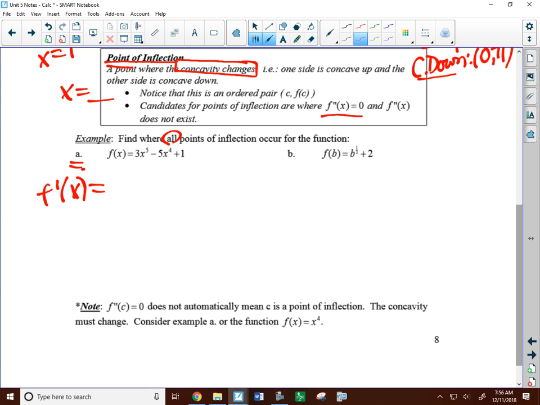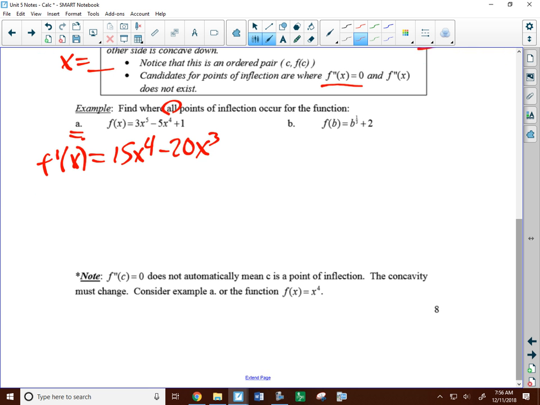So I'm going to do the first derivative: 15x to the fourth minus 20x cubed. Okay, now I didn't ask about local maximum or critical points, increasing, decreasing. So I go on to the second derivative: 60x cubed minus 60x squared. So possible points of inflection are where the second derivative is equal to 0.